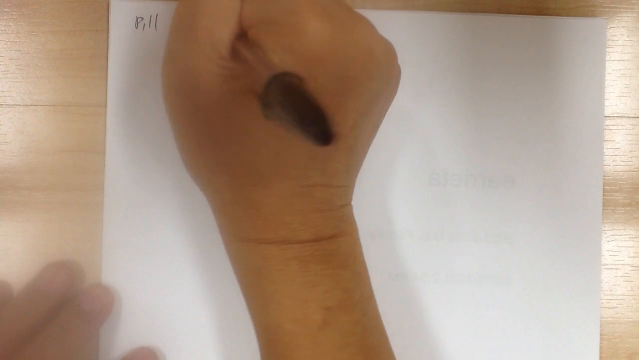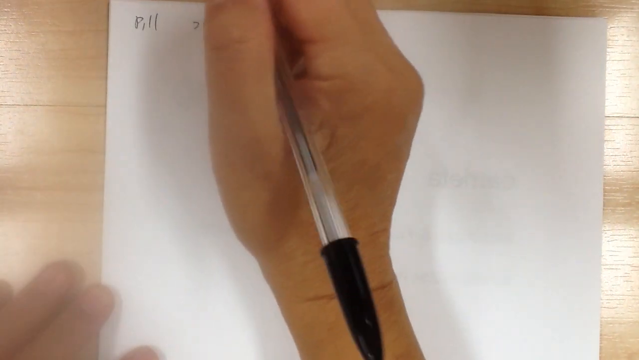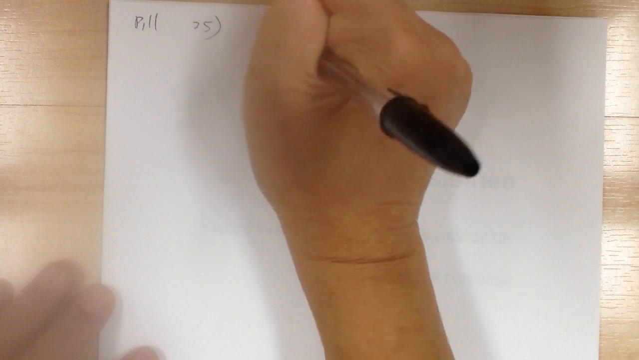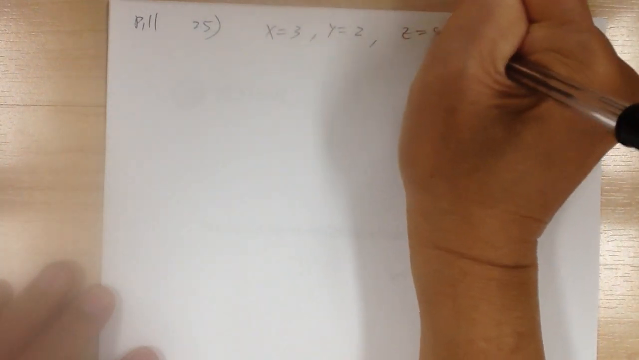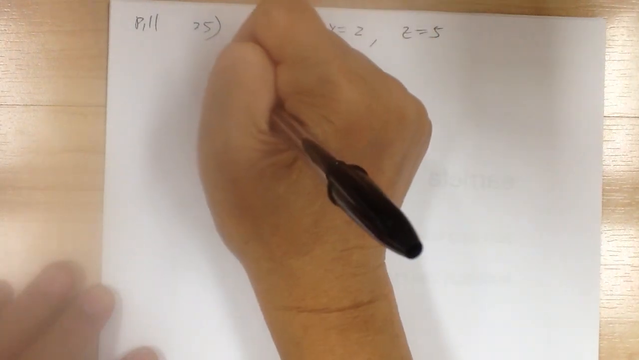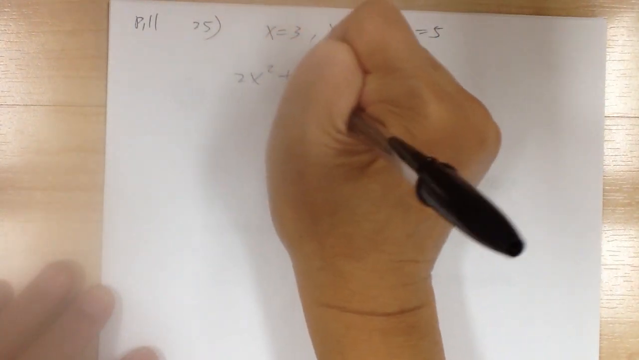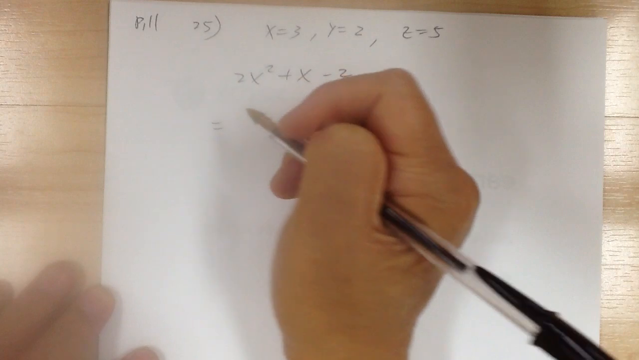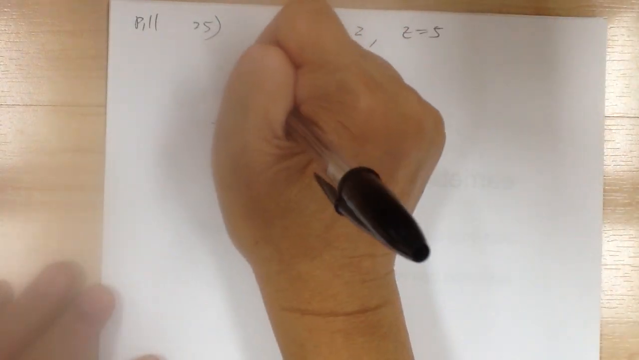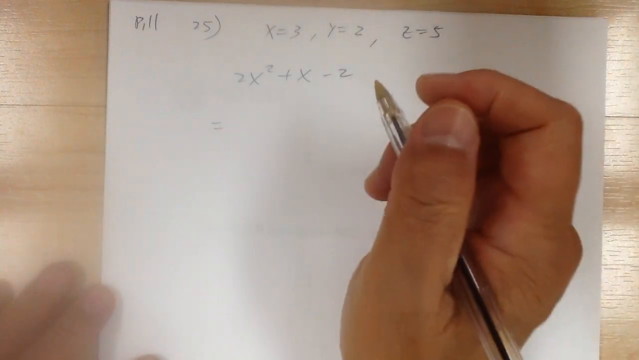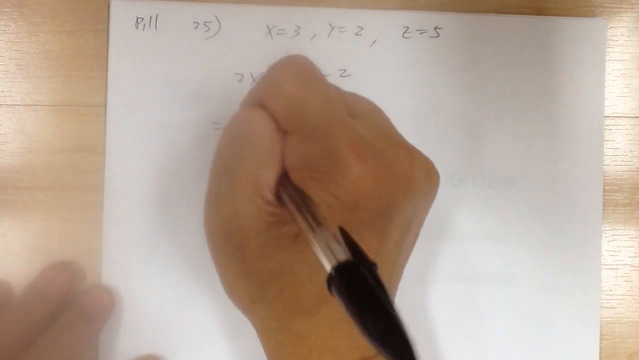Okay, number 25. Okay, you have x equal to 3, y equal to 2, and z equal to 5. And you have 2x squared plus x minus 2. Okay, so to evaluate, you need to substitute, so put all this in here. And when you're doing the substitution, just do substitution only. Okay, so cut down mistakes.